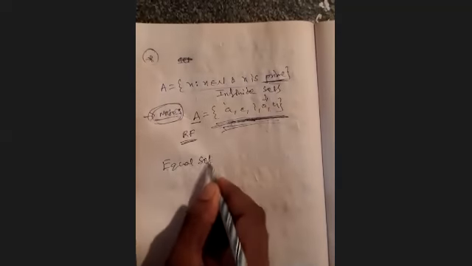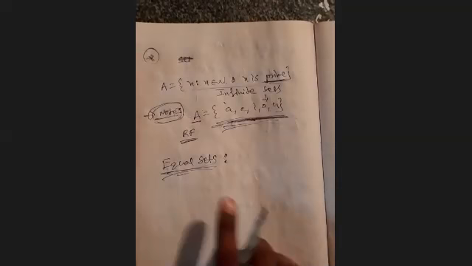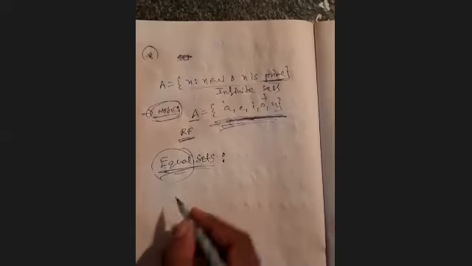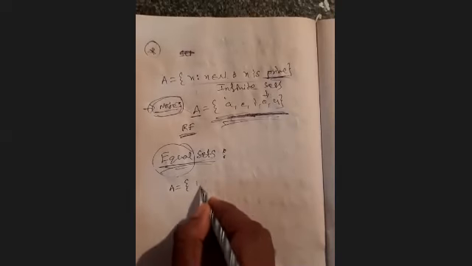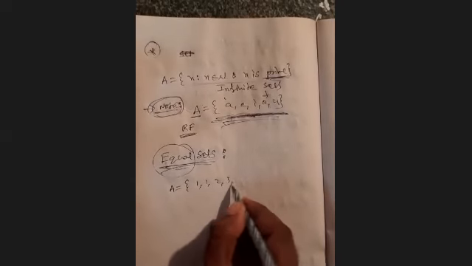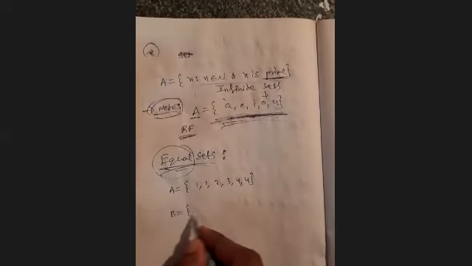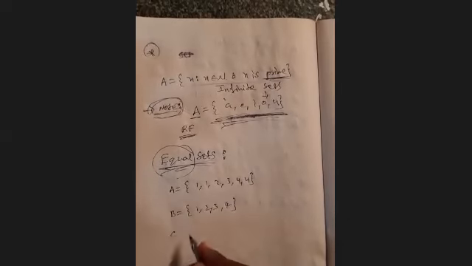After this, you have the exercise. Equal sets is also very easy, because the word itself gives the meaning of this topic. Equal sets means the sets should be equal. When can we say the sets are equal? Suppose set A is equal to 1, 1, 2, 3, 4, 4, and I'm taking one more set B is equal to 1, 2, 3, 4, and one more set C is equal to 3, 1, 2, 4.